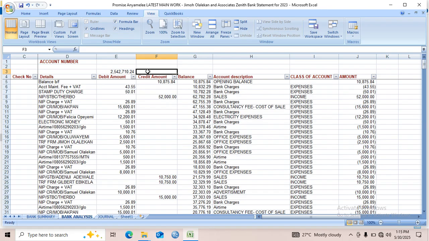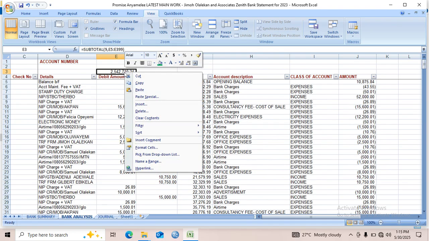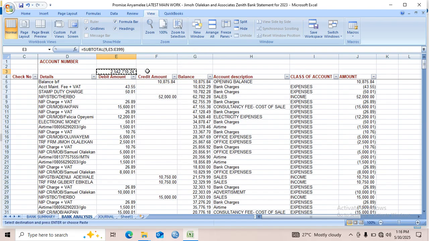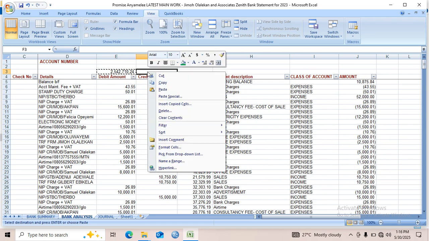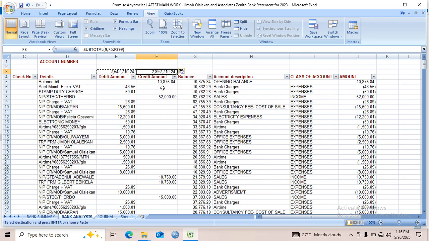So instead of doing that, you can use that same formula again, but let's just copy and paste the formula. So we right click, we press copy, we come to the top of this credit amount and we press paste. So it has automatically summed all the credit amounts.